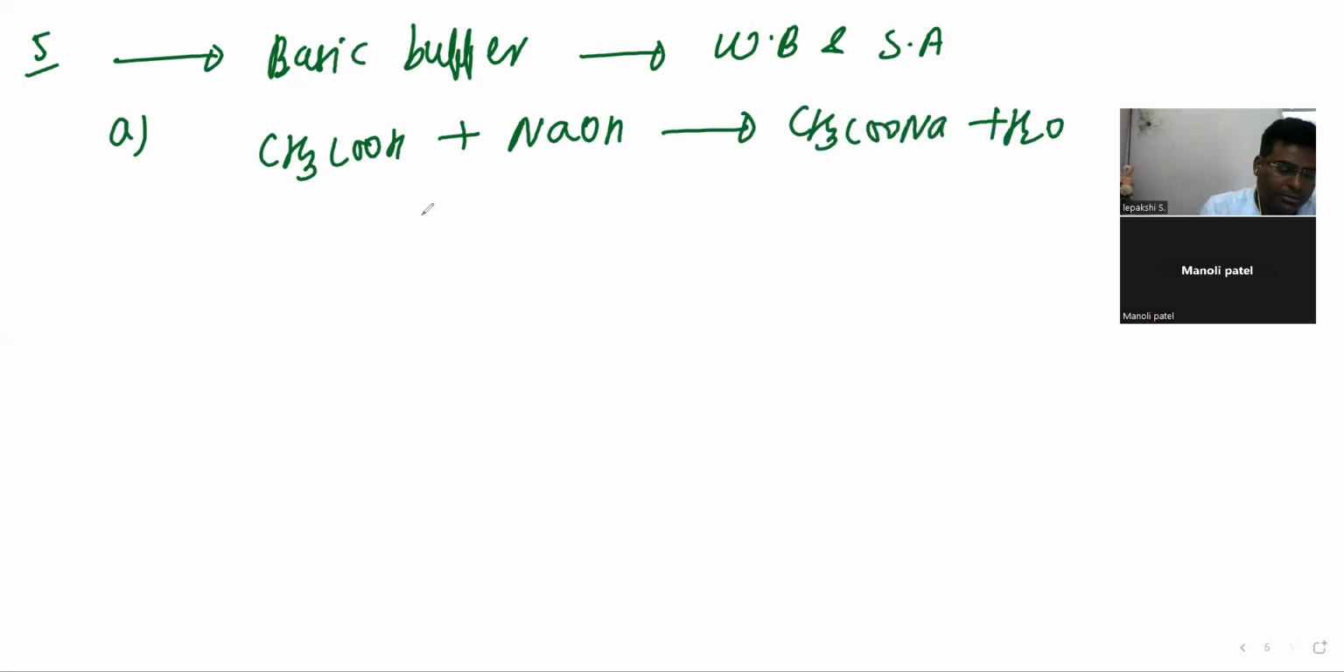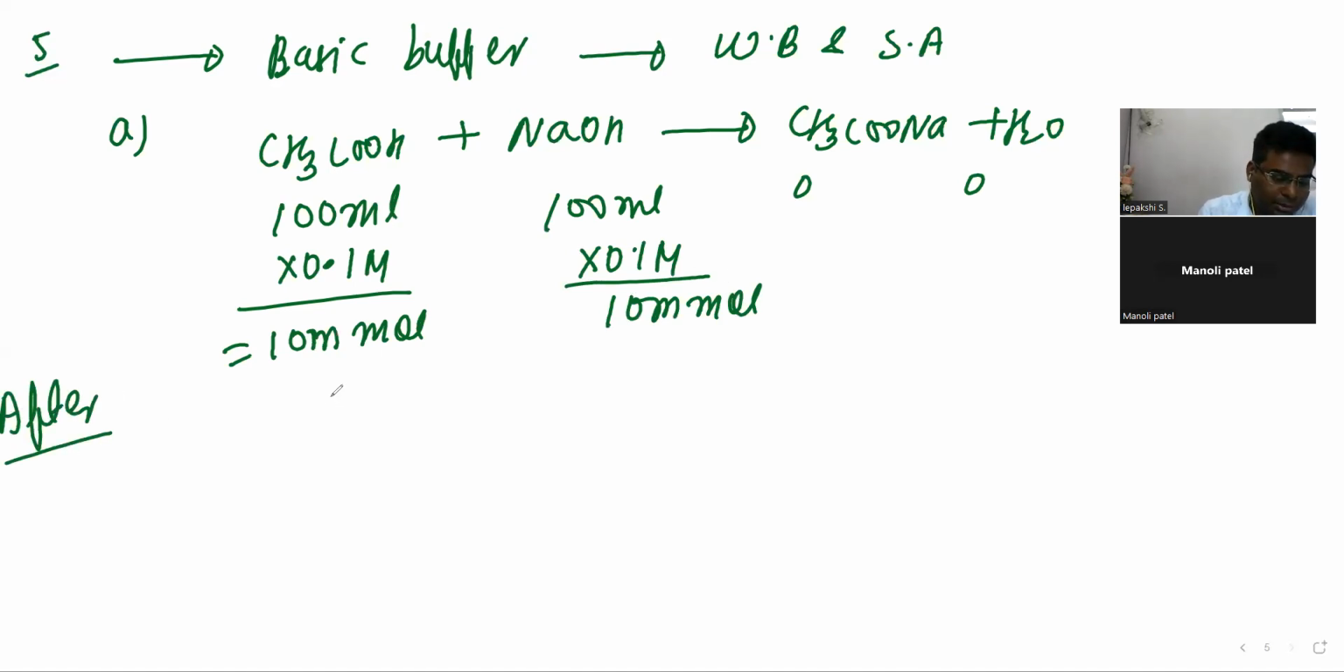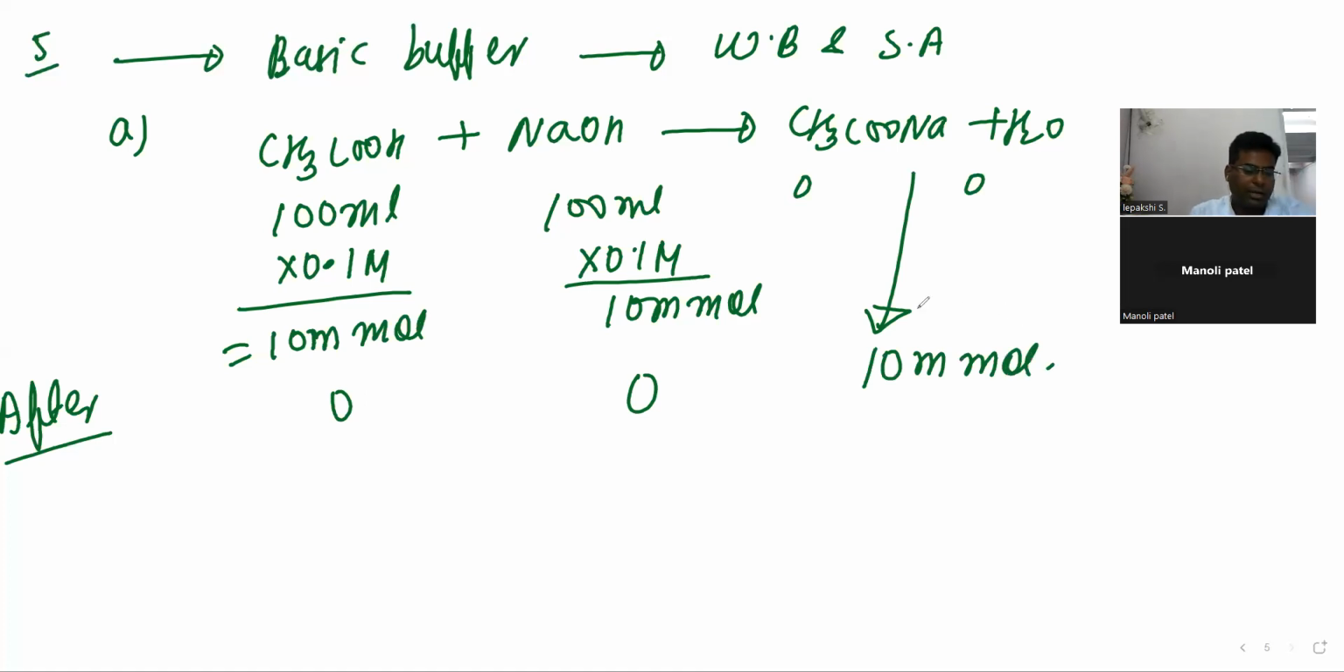Right, so before the formation, the volume is 100 ml, and the product is not yet formed, so it is 0. Molarity is given as 0.1, so multiply, and you will get 10 millimole. This is also 0.1 molarity, so it forms 10 millimole. After the reaction, 0 remains and sodium acetate is formed as 10 millimole. So salt hydrolysis takes place.